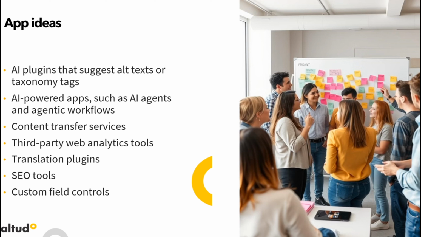like AI tool that suggest image or alt text or improve content, an AI powered assistance or workflows to automate tasks, content transfer service between XM cloud environments, or translation plugins to manage multi-language content, web analytics integrations for tracking performance, SEO tools to improve search ranking, or custom fields like color picker or icon library. So in short, building something that makes Sitecore smarter, faster, or easier to use for others.